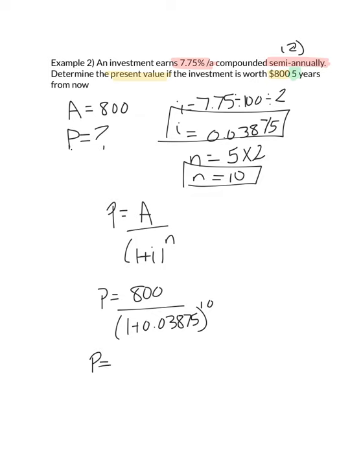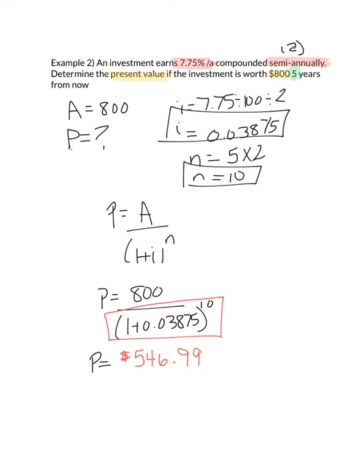On your calculator when you're doing this, a lot of you are going to have to solve the bottom, or the denominator, first, and then you can type the 800 divided by that number in. Either way, you should be getting $546.99.